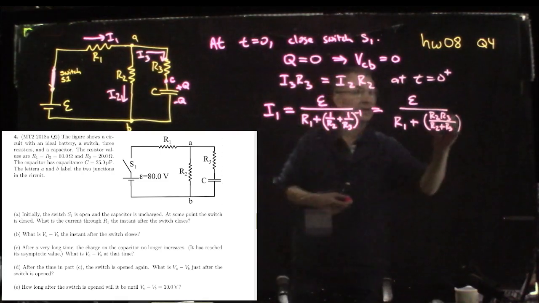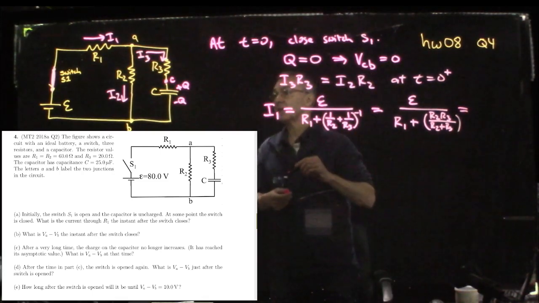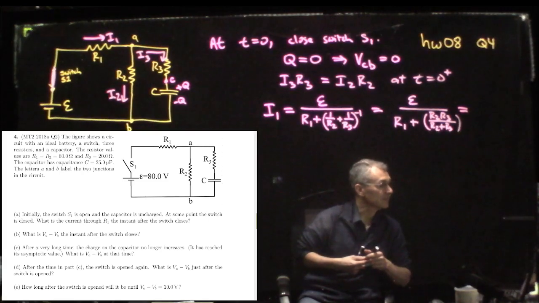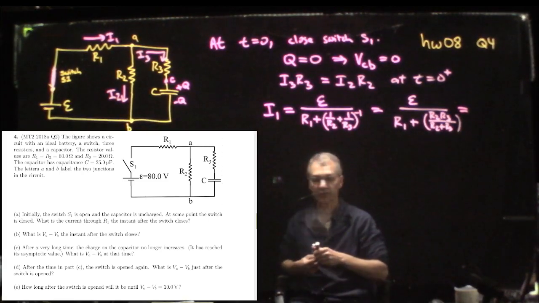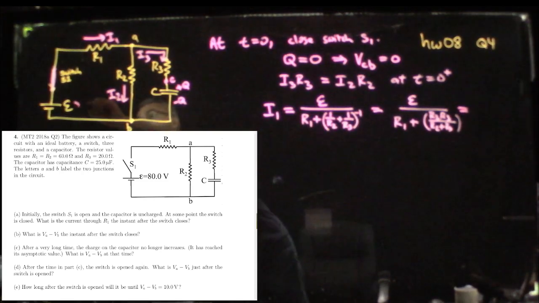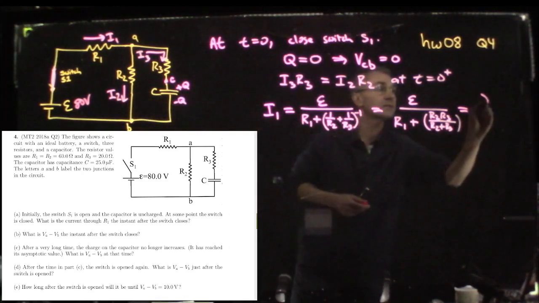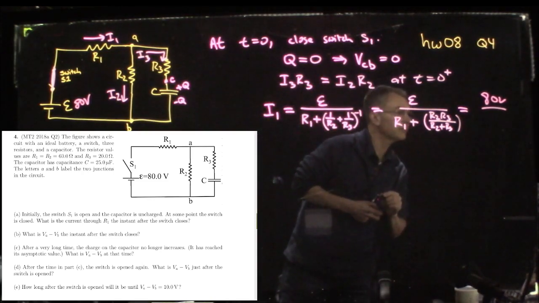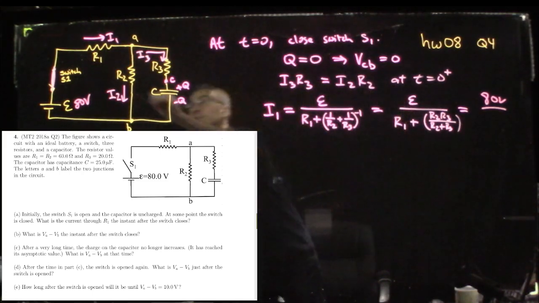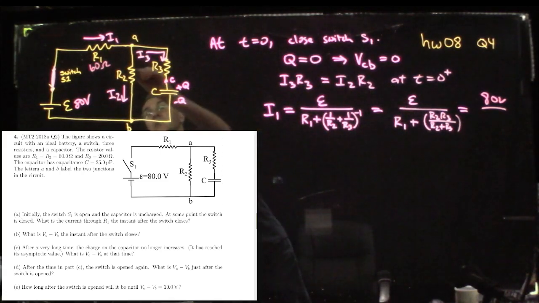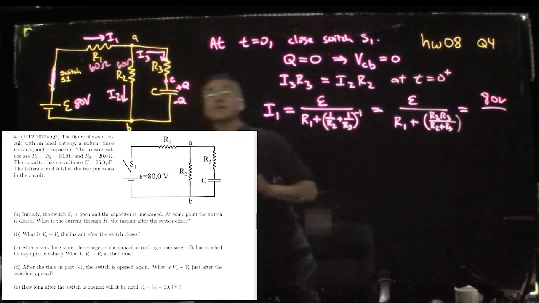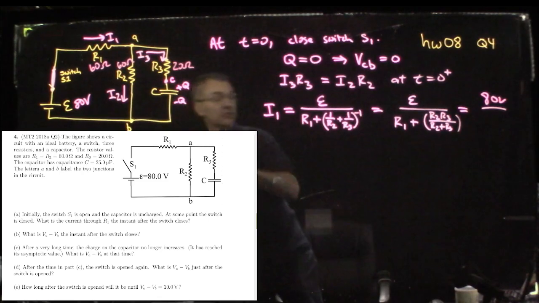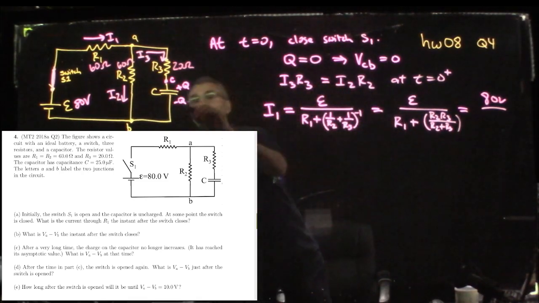So I guess we can just evaluate that. Oh, we need numbers. So the battery EMF is 80 volts. R1 is 60 ohms, R2 is 60 ohms, R3 is 20 ohms, and the capacitance is 25 microfarads.